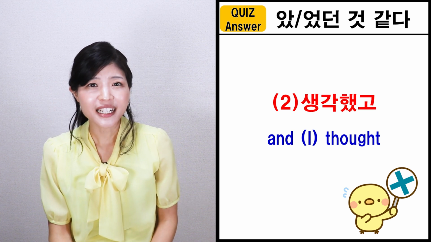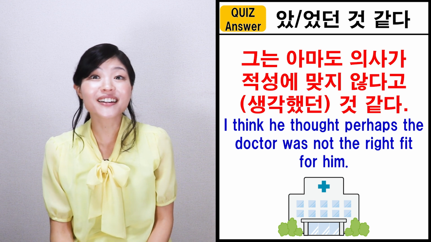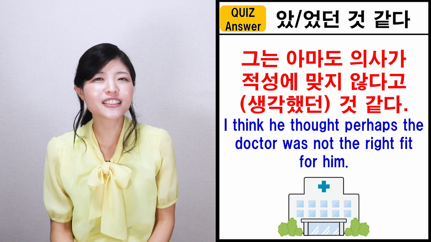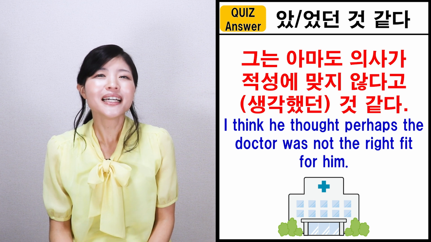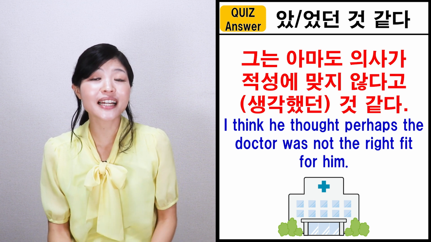Number 2, 생각했고 is wrong because it means and I thought. Now, let's read the correct sentence together. 그는 아마도 의사가 적성에 맞지 않다고 생각했던 것 같다. Please read it as if you were telling your friends.